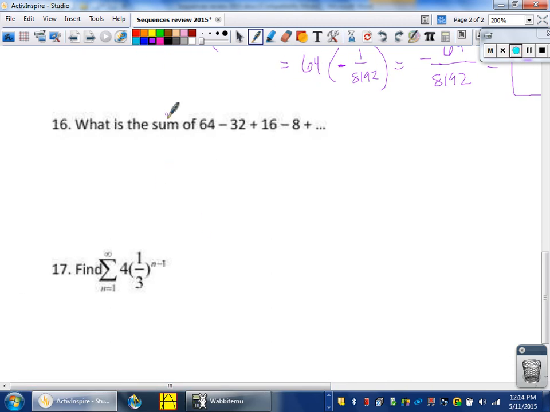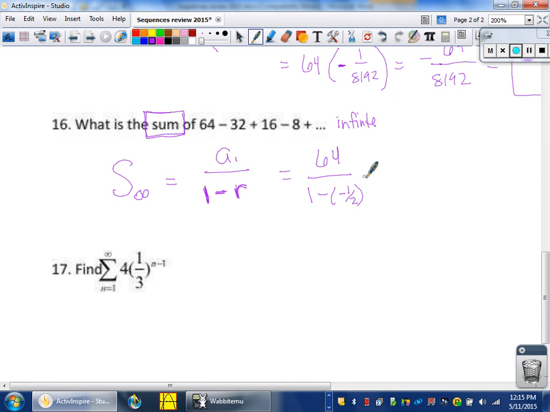Okay, number 16, here we have once again a sum, and this dot dot dot is an infinite sequence. So we use the infinite sum equation. From the other one, it was the first term divided by 1 minus the ratio. So 64 over 1 minus negative 1/2 is 64 divided by 1 plus 1/2.